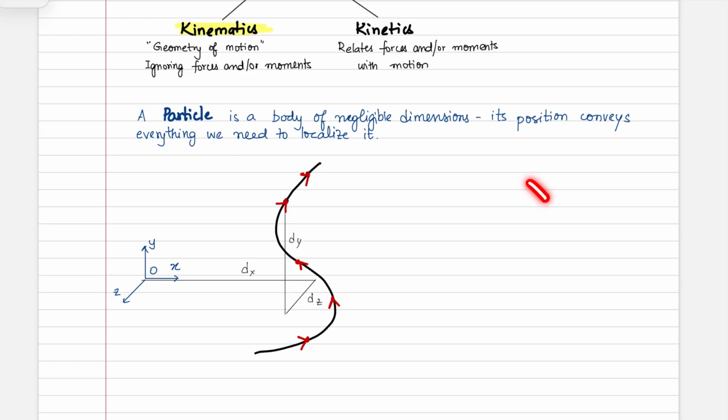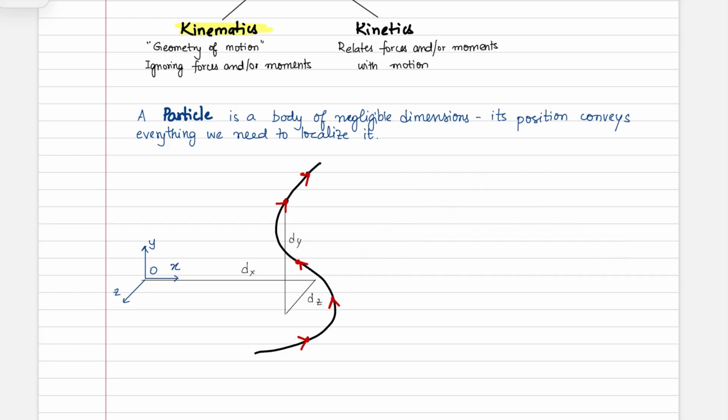You don't really care if the car is oriented this way or in this way. So all you need is just its position. Or if it's a plane that is going from Chicago to New York, you don't really care about the orientation of the plane, and you only really care about where it is in its trajectory. A point is sufficient to be able to tell you that.